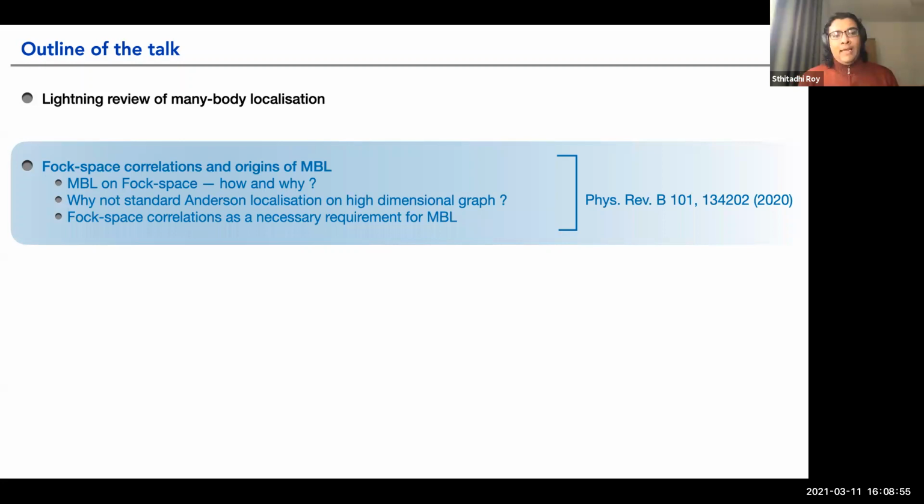Then I'll move on to the second part of my talk, which is about these Fock-space correlations that I just mentioned. I'm going to describe why we think that studying MBL on the Fock-space is one of the useful ways of doing it. Why is it not a standard Anderson localization problem on a high-dimensional graph? And how do these Fock-space correlations take center stage?